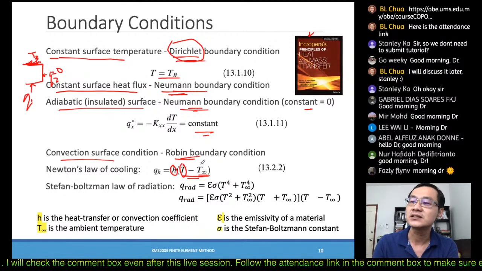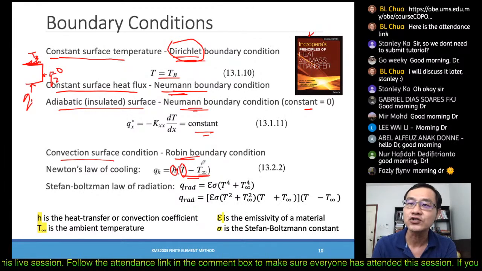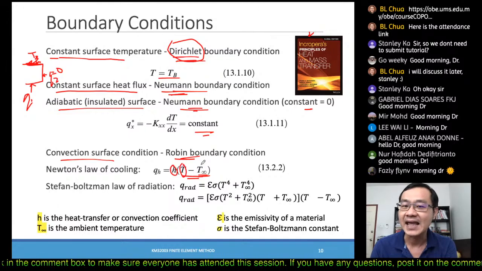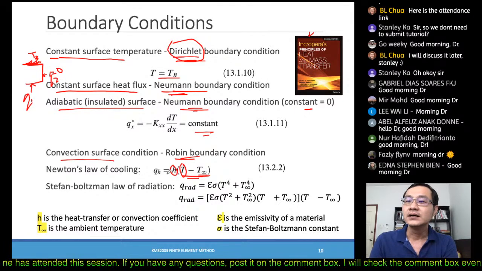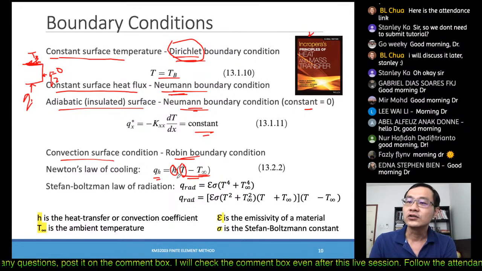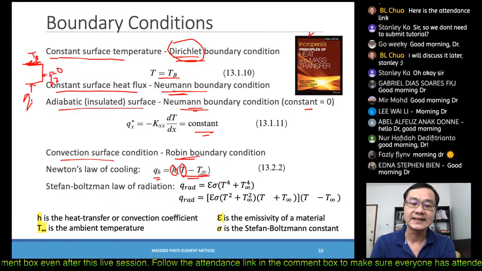If this is the outside, in the case of forced convection, it would be referring to the temperature of the air being forced onto the system. So we will have Newton's law of cooling, QH equals H times the temperature difference between the node and the ambient.